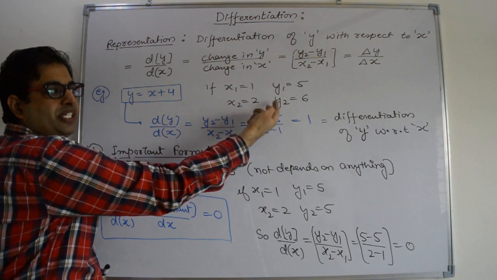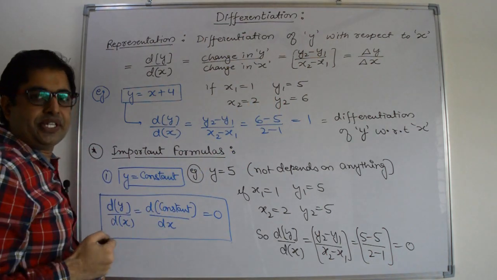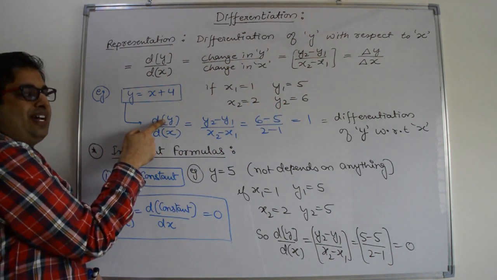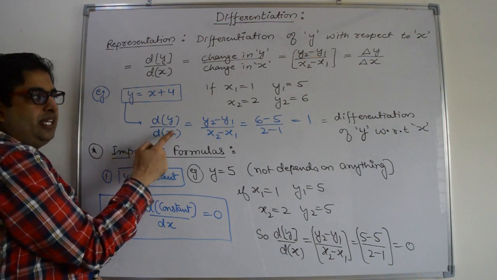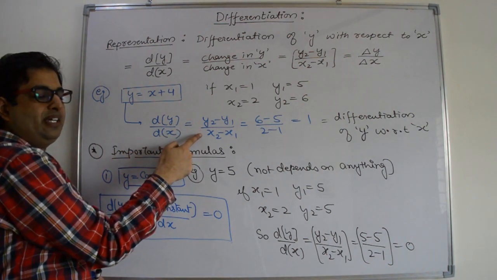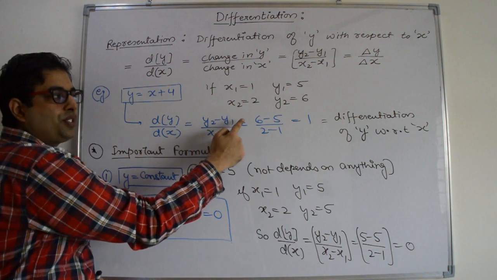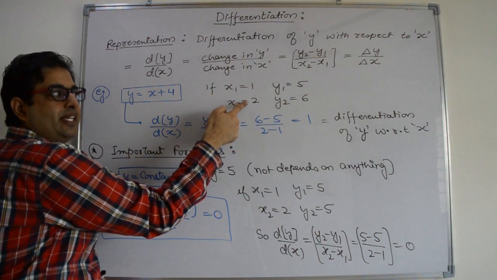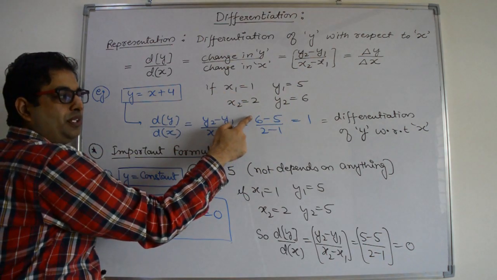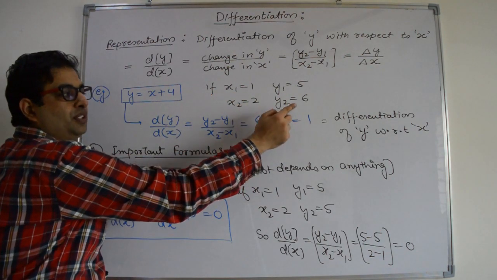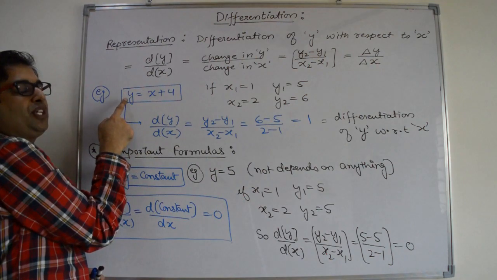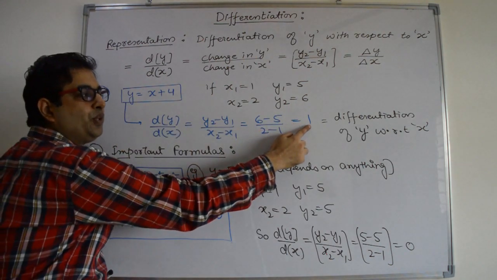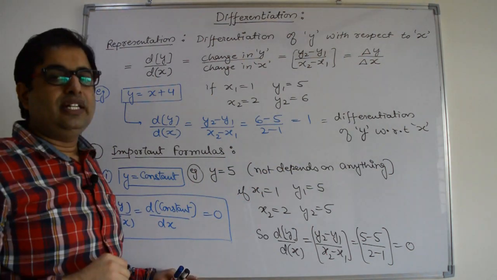And the change by change ratio is the differentiation. So dy by dx, differentiation of y with respect to x, is change in y divided by change in x. So change in y is 6 minus 5, change in x is 2 minus 1. So the ratio is 1. So differentiation of y with respect to x for this function is equal to 1.